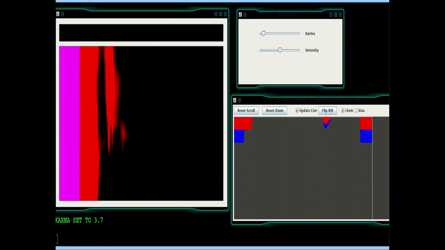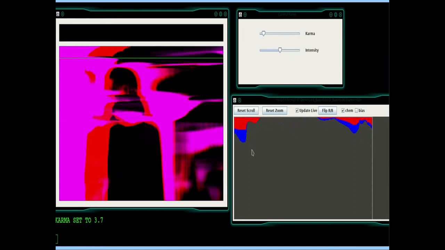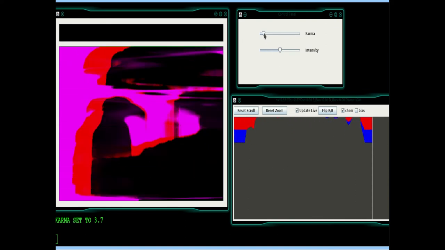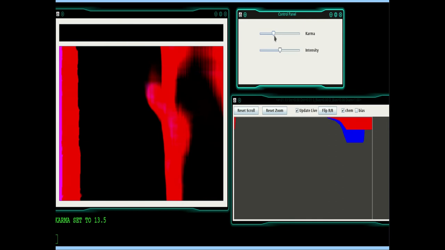And then we start adding some knob settings. So karma, which is the degree to which transfers are spread out, we made that variable. So there's a slider here that we can use to adjust karma. So karma is 3.7 right now. That's pretty nominal. And there's stuff happening in here, right? There's chemicals moving around. We start increasing the karma. We bring it up to 13. We'll bring it up higher.